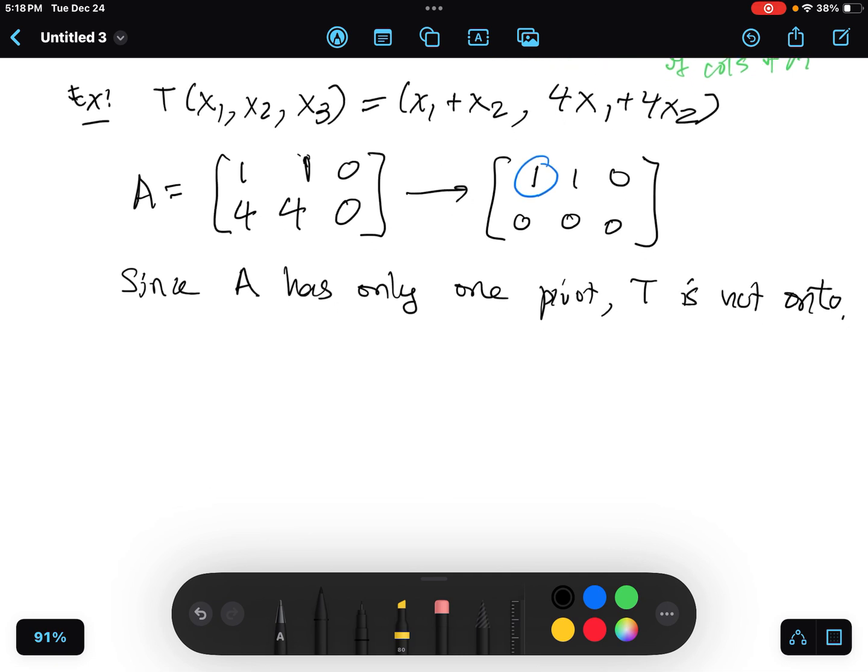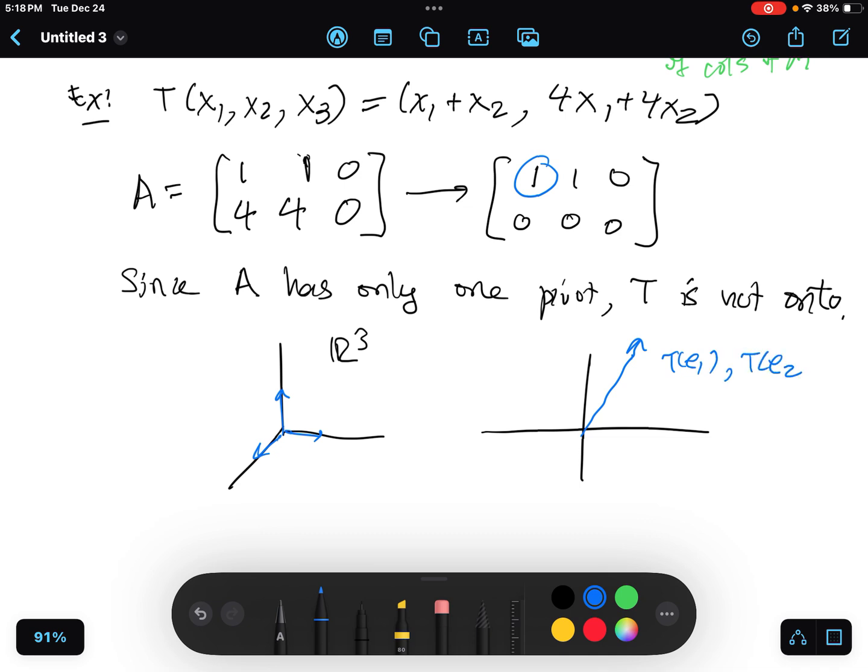And let's again try to figure out why this is true from the picture. So T is mapping R3 to R2. And what's happening with the standard basis vectors E1, E2, E3? Well, E1 and E2 are both going to go to the vector 1, 4. So 1, 4 is here, let's say. That's T of E1, and that's T of E2. And then T of E3 is the origin.